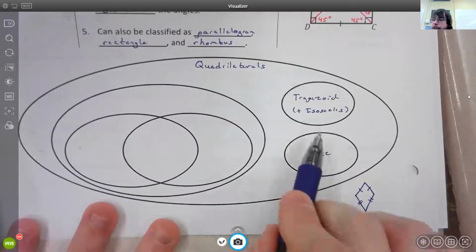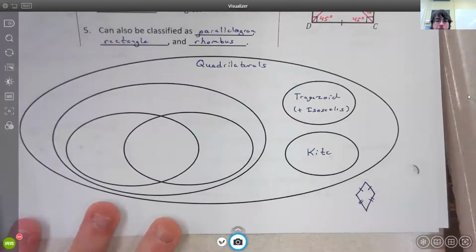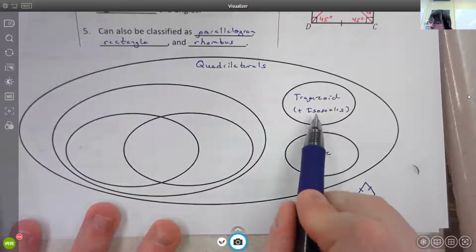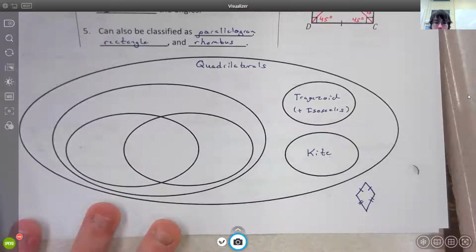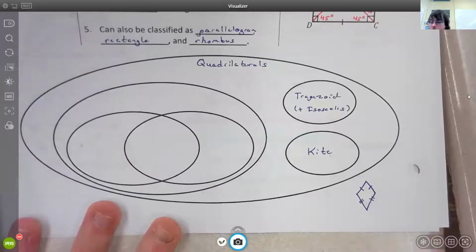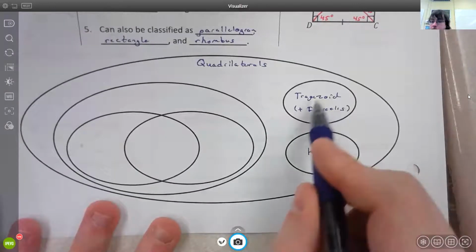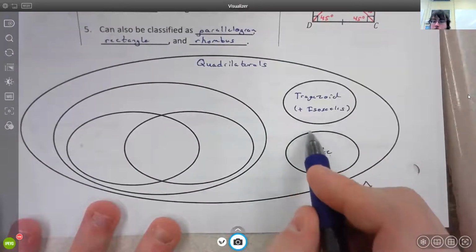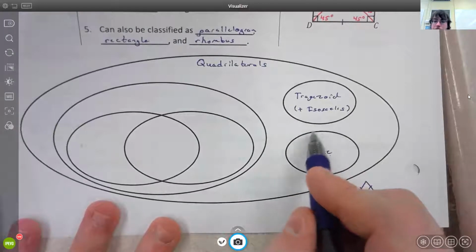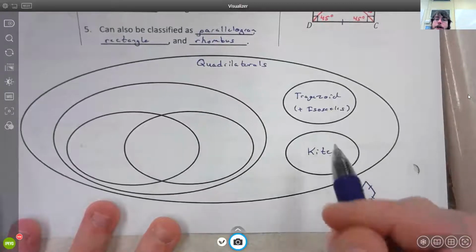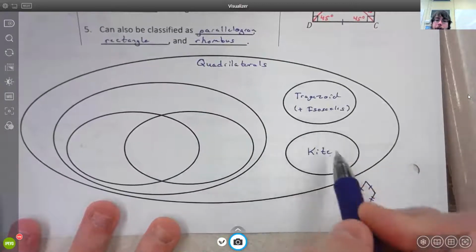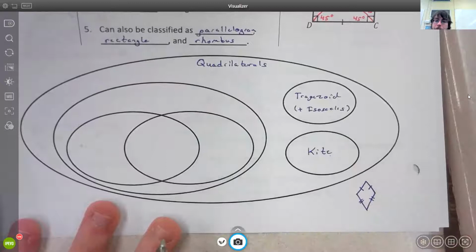Now you'll notice that these two bubbles do not intersect. That means that trapezoids will never be kites and vice versa, okay? So make sure you're aware of that. If something isn't inside of another bubble or touching it at least a little bit, sharing a side and sharing a space like this one is, then whatever's there cannot be that other thing, okay?